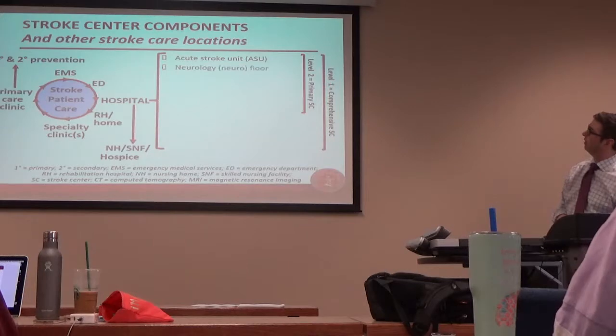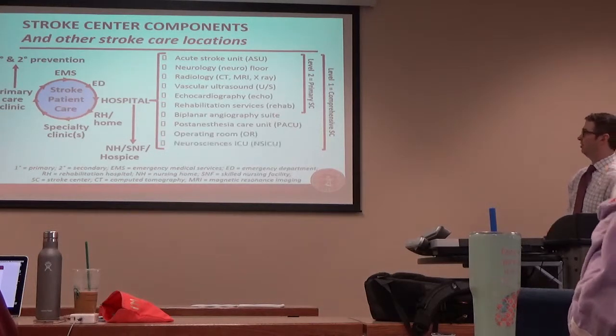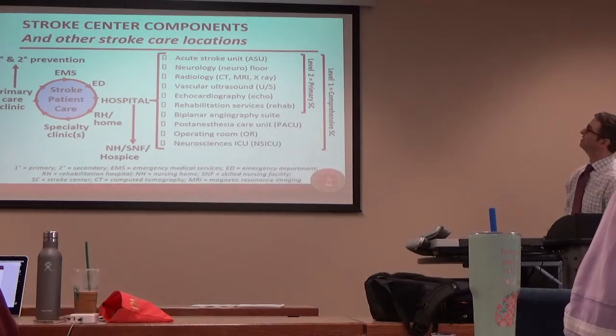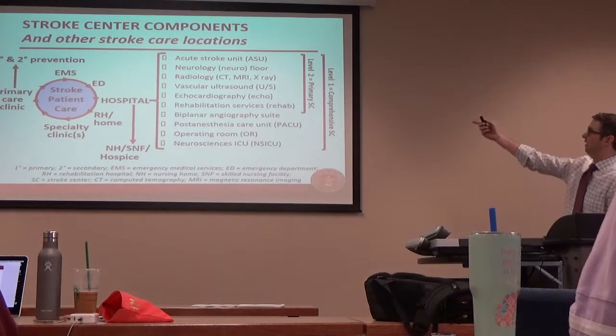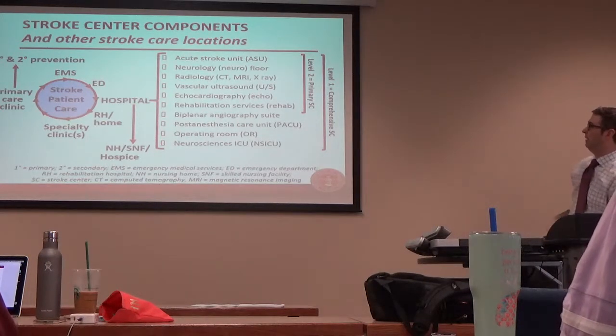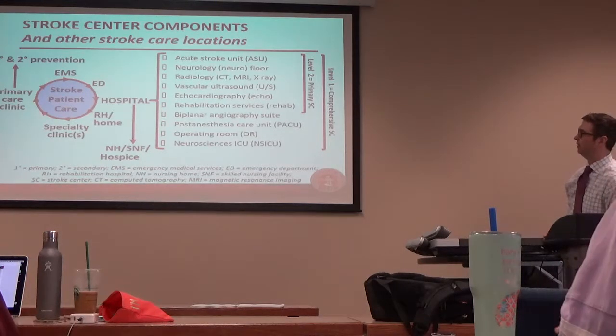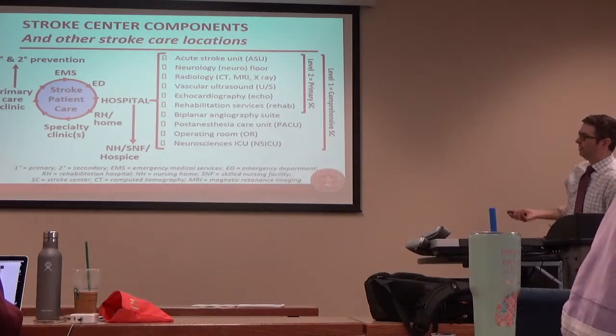This is just more. I know Dr. Gordon was very proud of all these bullets all the time. So this just goes through the level 1 and level 2 stroke centers, what they have available. And comprehensive has the angiography suite for thrombectomy, operating room, neurosciences ICU.